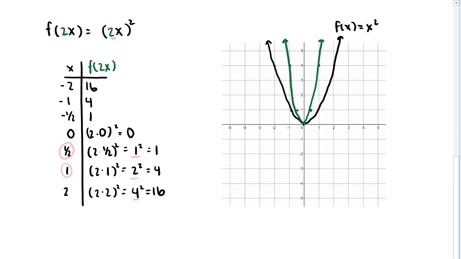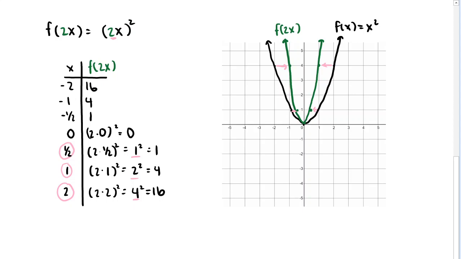Plugging in 1 amounted to squaring 2. Plugging in 2 amounted to squaring 4. And so really, going half as far along my x-axis is going to give me the same values of our f of x function. And so really what this 2 times our input did was that it cut our input values in half. It compressed the inputs by a factor of 2.